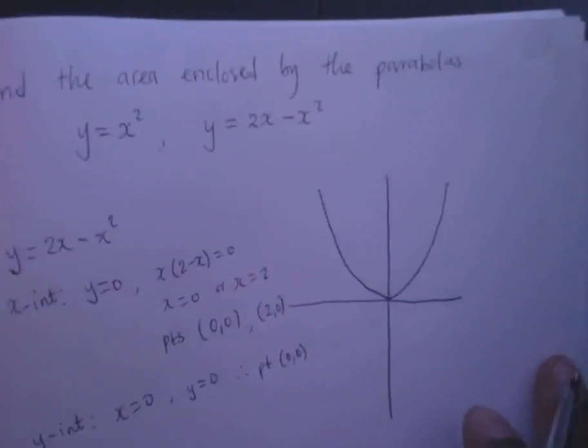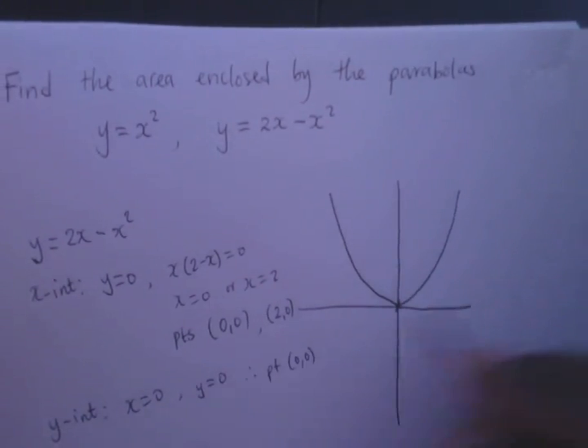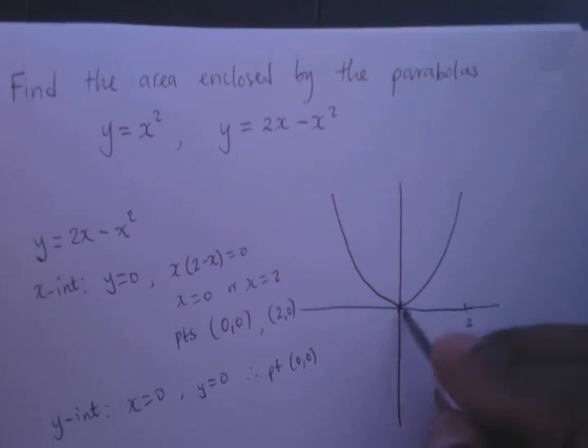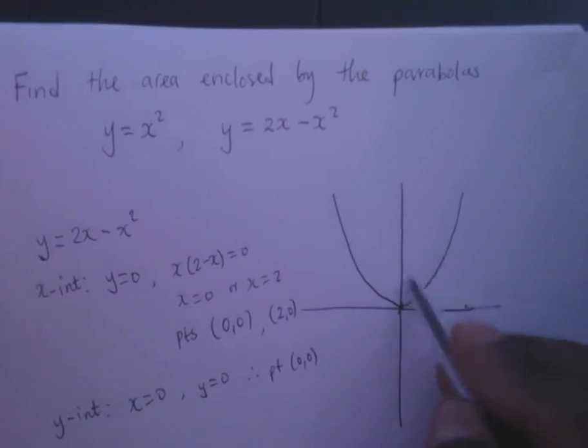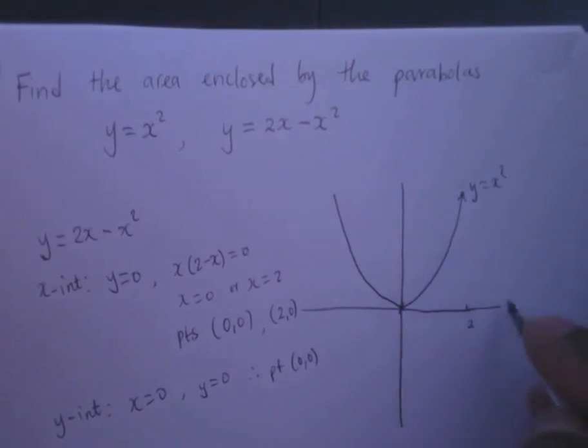So let's see how we're going to sketch this. (0, 0) obviously is the origin, and then (2, 0) is somewhere there. And we know that this graph is going to intersect with this graph there. This is y equals x squared.